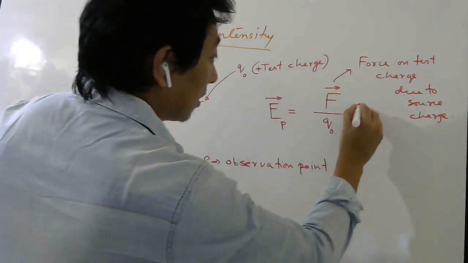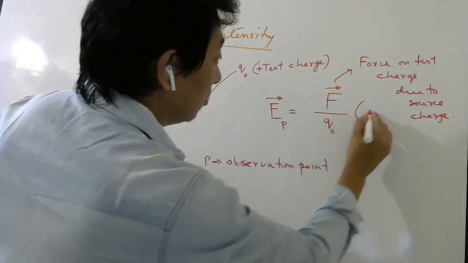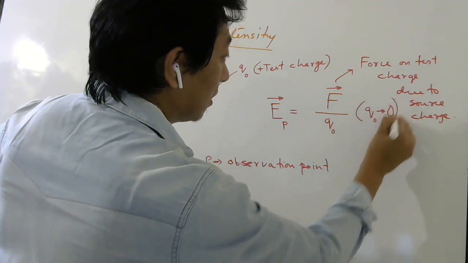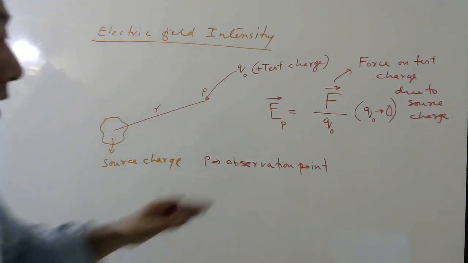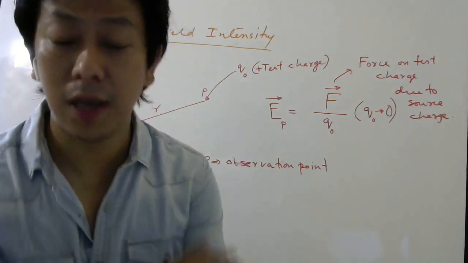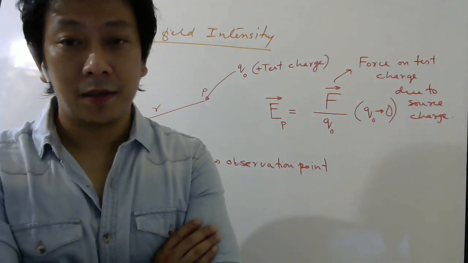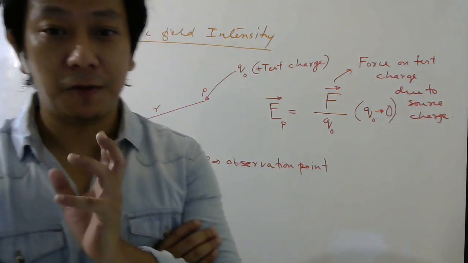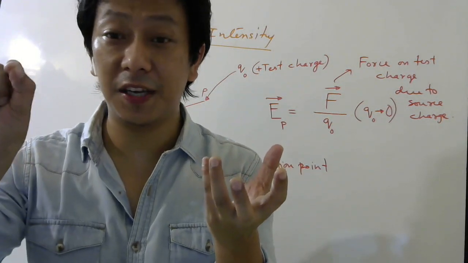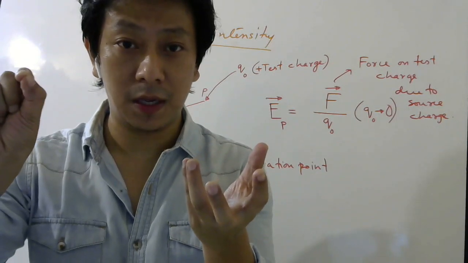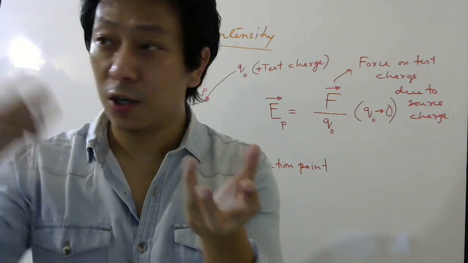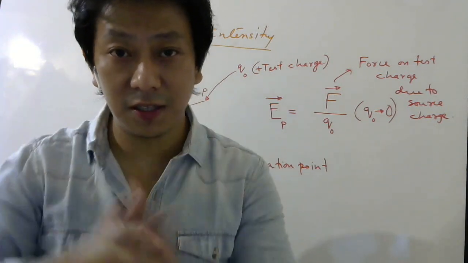However, there should be a condition, and the condition is that Q naught should be tending to 0. Tending to 0 means the value of this Q naught should be extremely small. Why? Let us think. See students, our job was to find the electric field at some point due to a source charge. That electric field should depend only on the source charge. Whether you keep another charge or not, it doesn't matter.